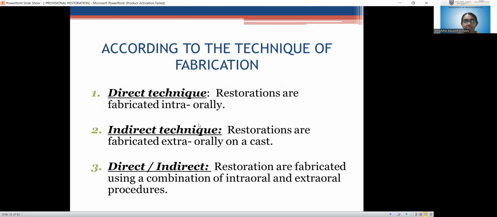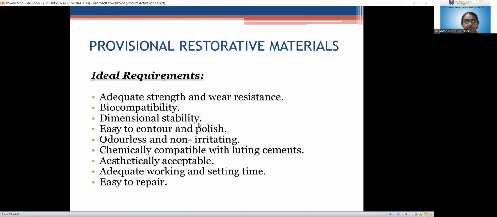The next classification is based on the technique of fabrication, that is direct technique, indirect technique, and direct-indirect. Direct technique means restorations are fabricated intraorally. Indirect means it is fabricated extraorally on the cast. Direct-indirect means it is fabricated by a combination of intraoral as well as extraoral procedures.